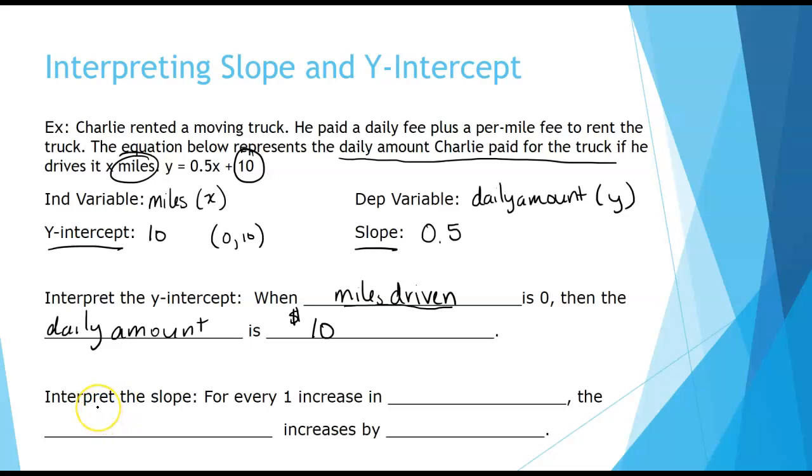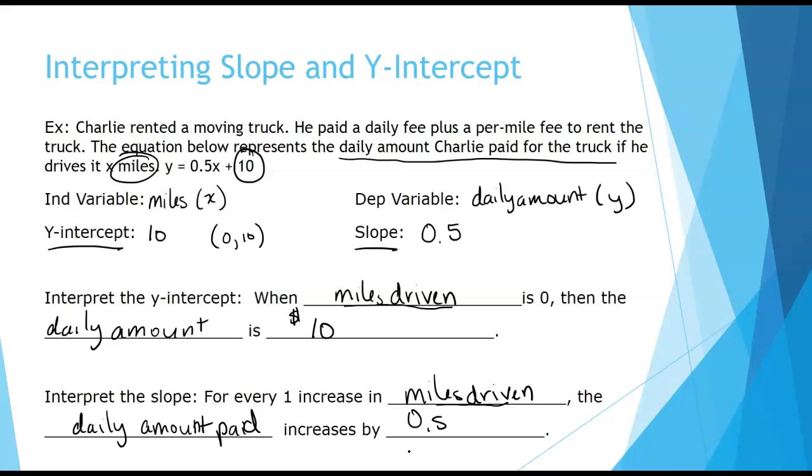Now, to interpret the slope, for every one increase in whatever your x value is, whatever your independent variable is, for every one increase in miles driven, the dependent variable, the daily amount, maybe we should say daily amount paid here, just to make that flow a little more nicely. The daily amount increases by 0.5.